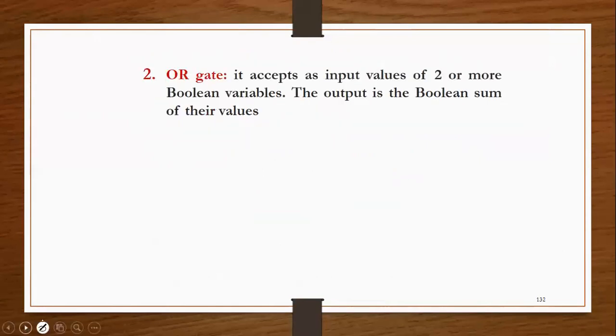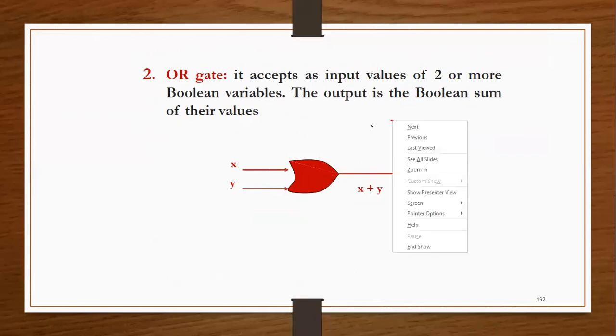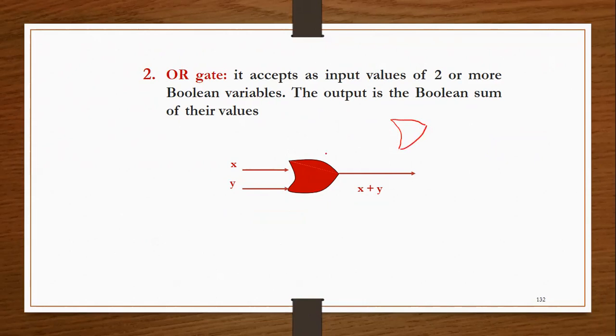Next we have the OR gate. It accepts as input values of two or more Boolean variables. So it can take two or more than two Boolean variables. The output is the Boolean sum of the variables which have been given as the input. This is the symbol used for an OR gate. These two inputs are shown by the arrows. This is the input X, the input Y, and the output will be X plus Y, the Boolean sum.